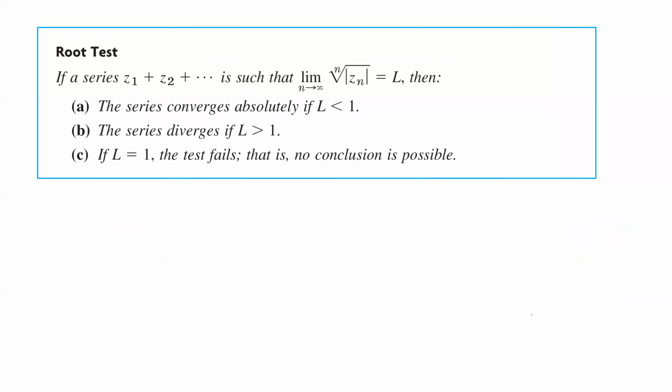Root test. Root test is this. If you have a series, and we have the limit of the nth root of the absolute value of Zn as n goes to infinity equal to L. Again, if L is less than 1, it is absolutely convergent. If L is greater than 1, it diverges. If L is equal to 1, again, no conclusion. That's called the root test.